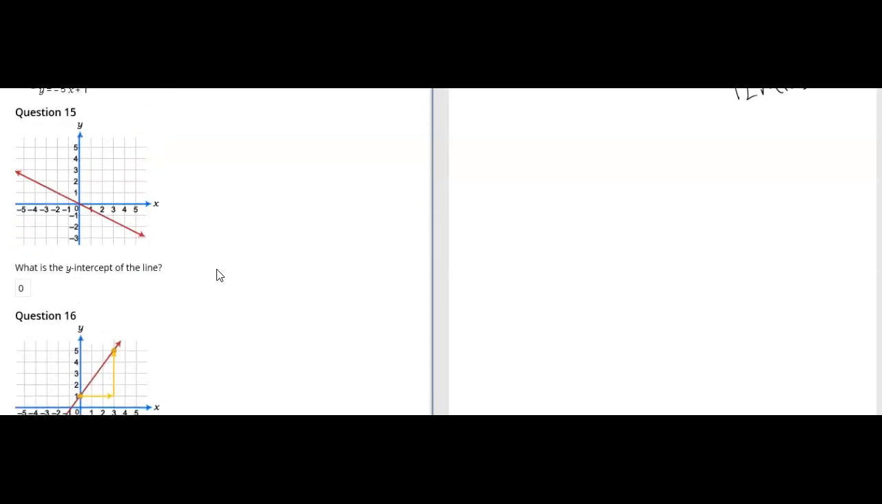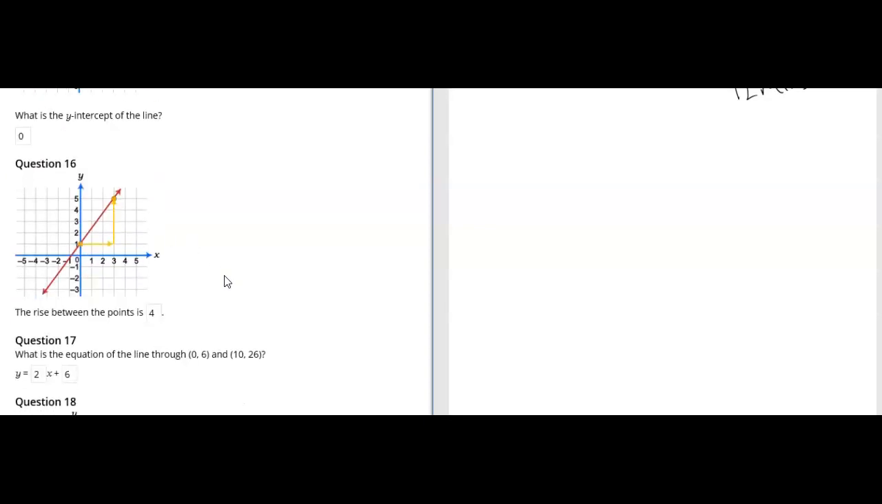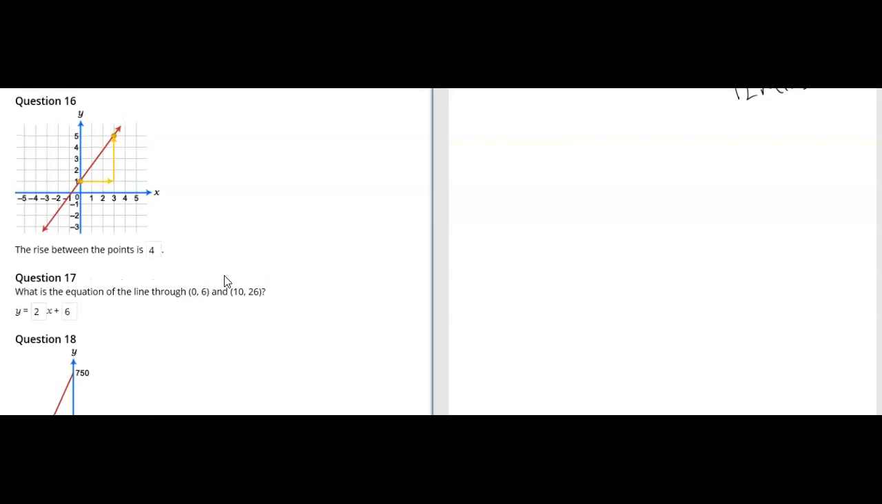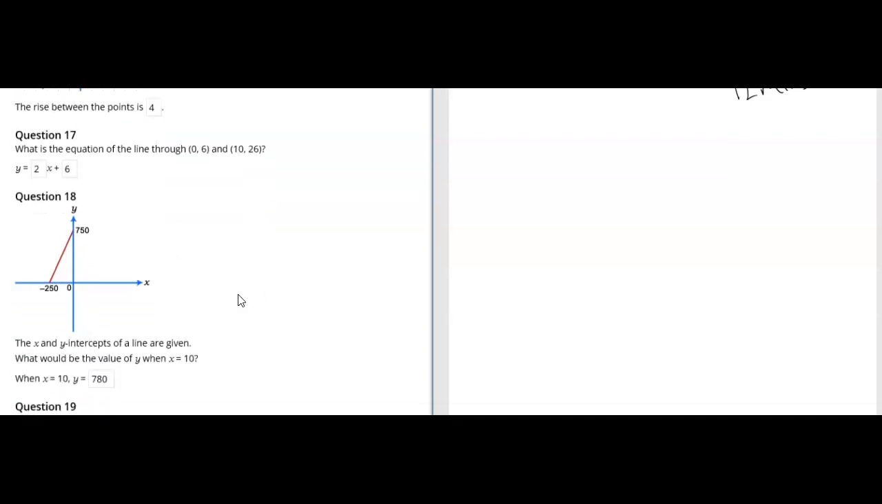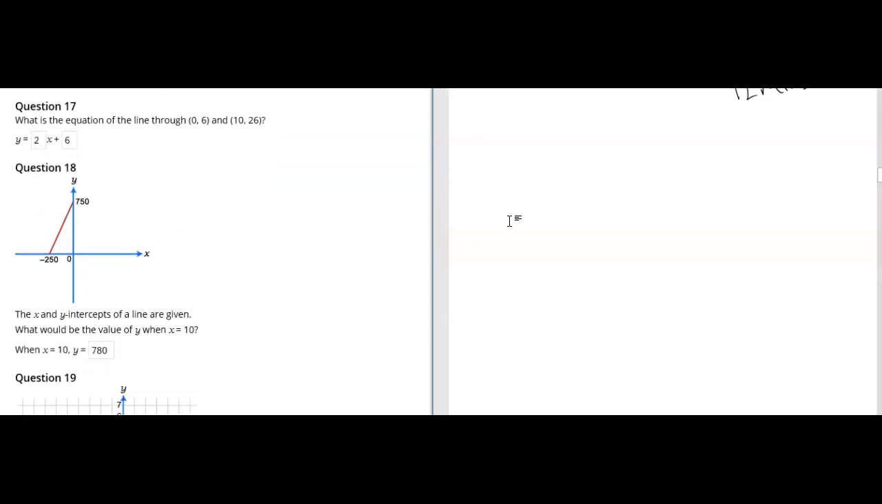All right, question 15. What is the y-intercept of this line? Goes through the origin, so it's 0. Question 16. The rise between the points is, okay, so we're just going to calculate how far we've gone up. 1, 2, 3, 4. So it's 4. What is the equation of the line going through (0, 6) and (10, 26)?